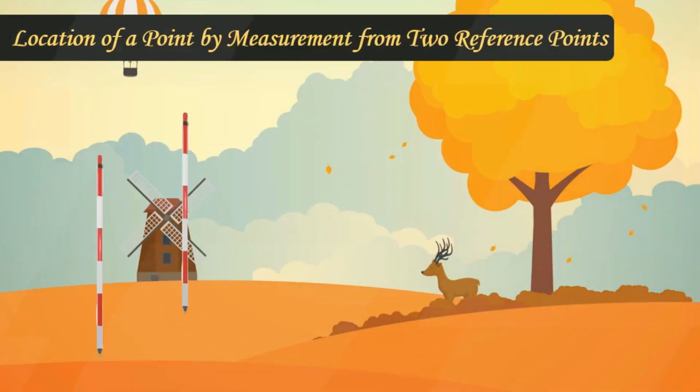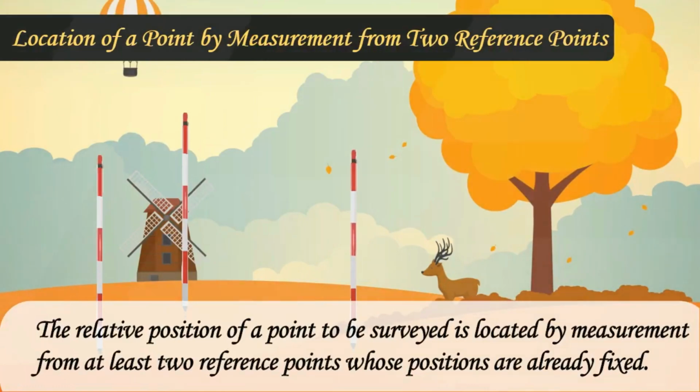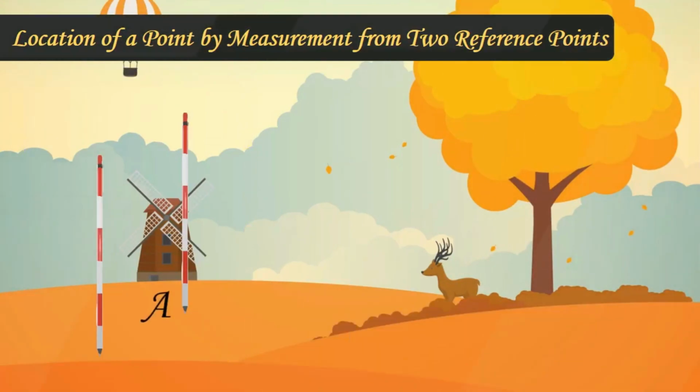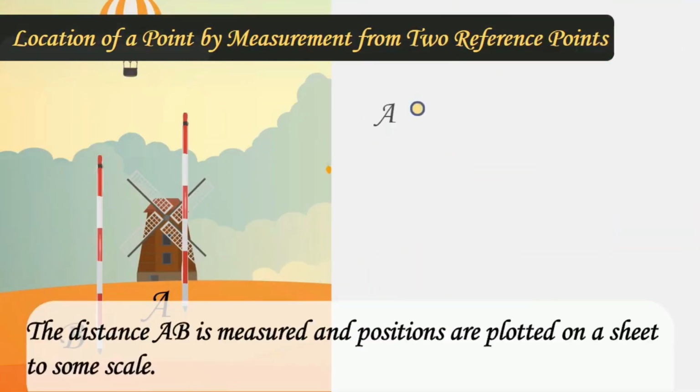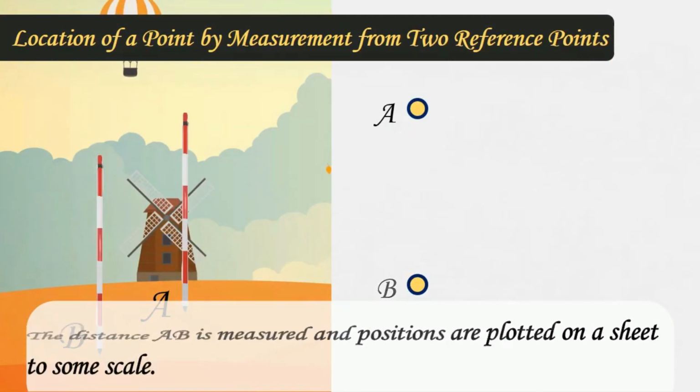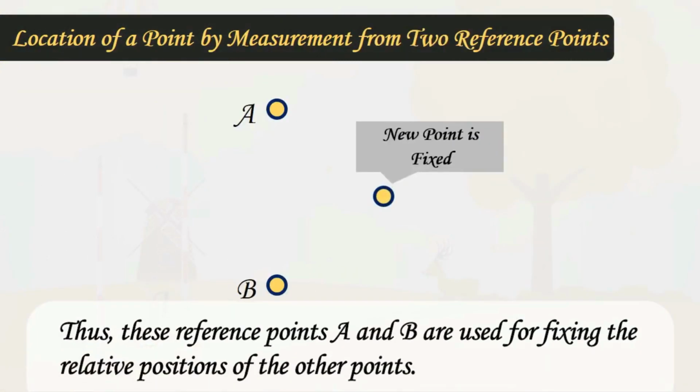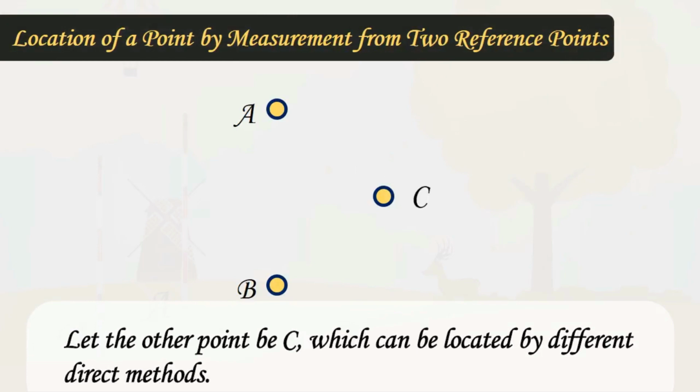Coming to the first principle, which is location of a point by measurement from two reference points. The relative position of a point to be surveyed is located by measurement from at least two reference points whose positions are already fixed. The distance AB is measured and position are plotted on a sheet to some scale. Thus, these reference points A and B are used for fixing the relative position of the other points. Let the other point be C, which can be located by different direct methods.